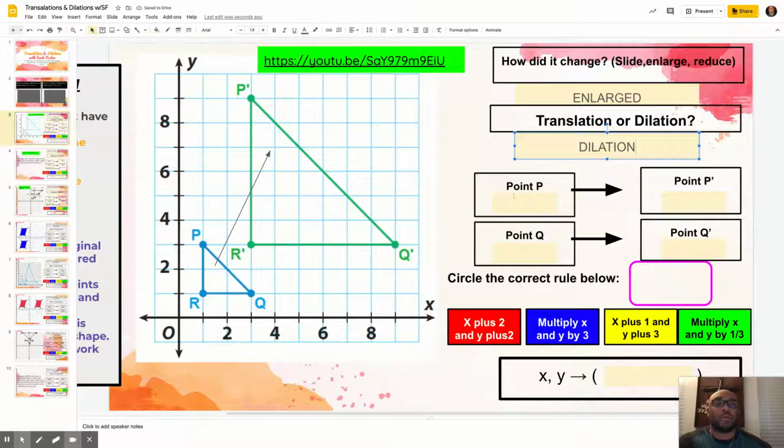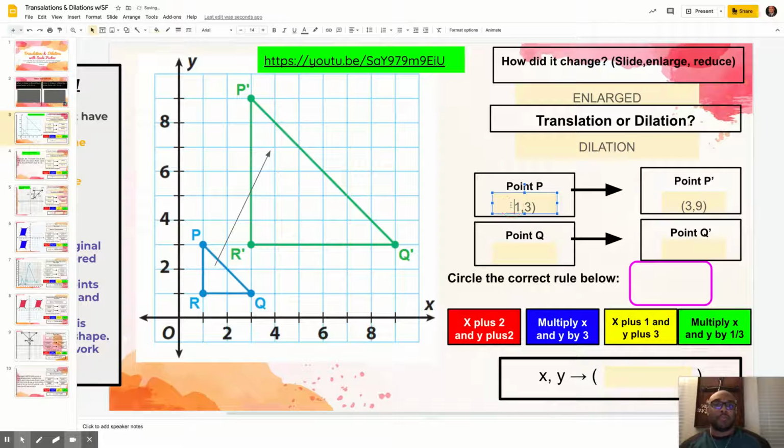Now, right here, point P. What are the coordinates of point P? Well, point P is at 1, 3. So right here, I would type 1, 3. And then point P prime is at what? Starting from the origin, I'd go over to 3 and then up to 9. So point P prime is at 3, 9. And I do prefer that you put those within parentheses.